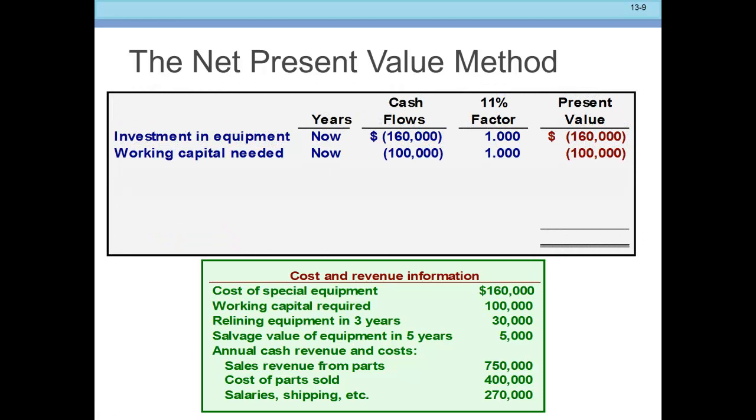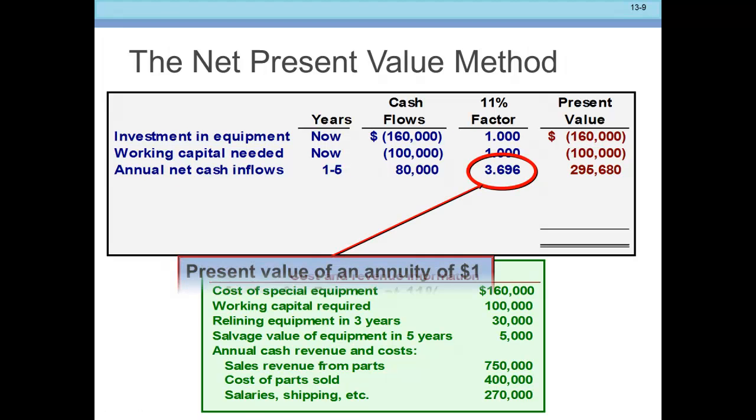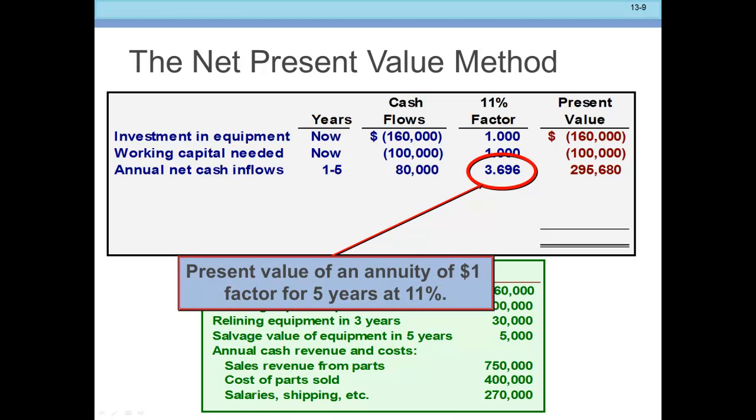The annual net cash flows happen every year, so those are an annuity. So we multiply $80,000 times 3.696, the present value of an annuity factor of $1 for 5 years at 11%. Remember, that the 11% is the company's predetermined discount rate. The annual net cash flows in today's dollars is $295,680.